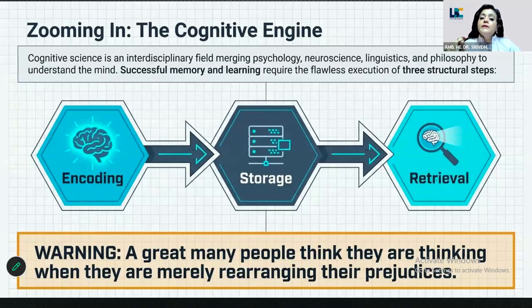So, successful memory and learning require a flawless execution of these structural steps. In all learning processes, the information has to go in, it has to be understood and stored, and it has to come out as output of what I have learned. A great many people think that they are thinking when they are merely rearranging their prejudices. Thinking happens when we see what impact it has created, the actual output.